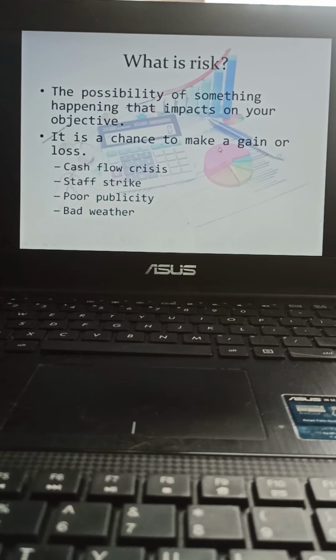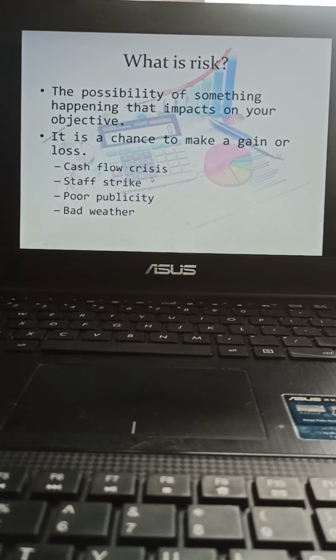Okay, now what are risks? Risks are probably bad things that will impact your event. So you need to think about the risk. It is a chance to make or gain a loss.